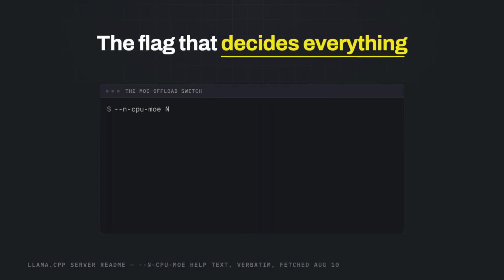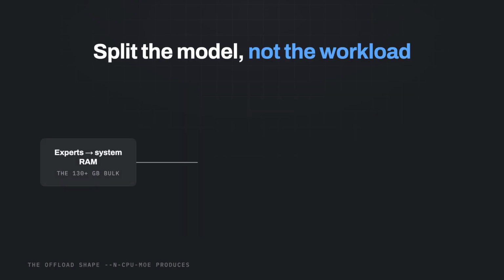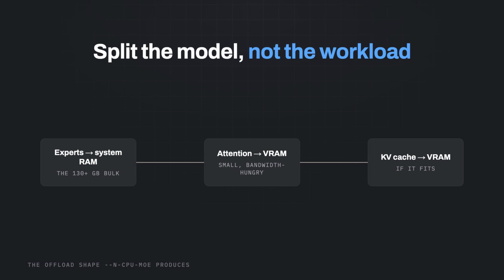Now the flag I promised. It's the CPU mixture of experts switch, and the documentation is one line. Keep the expert weights of the first n layers on the CPU. That's how a consumer graphics card gets to help at all. The shape you want is experts in system memory because they're the bulk, attention layers in the cache on the graphics card because they're small and bandwidth hungry. That flag is what produces it.